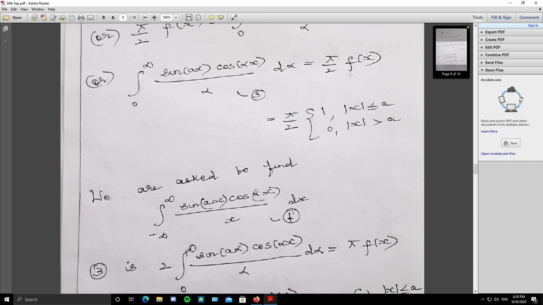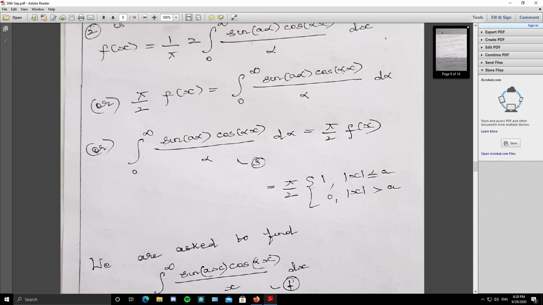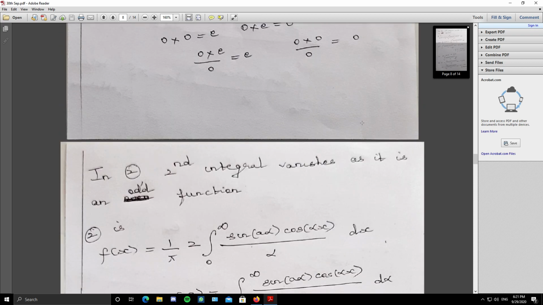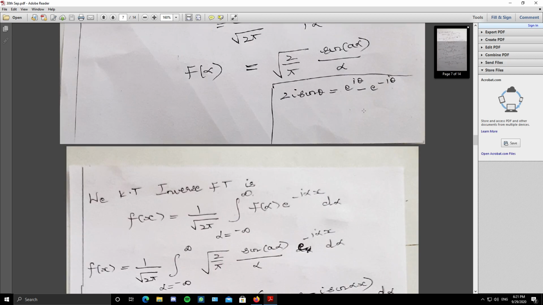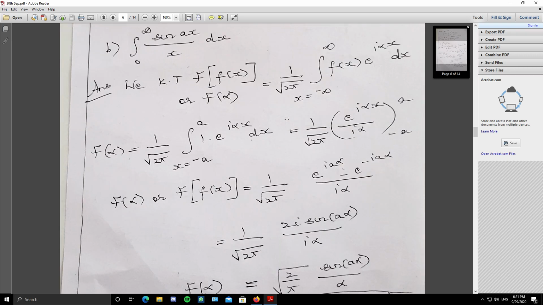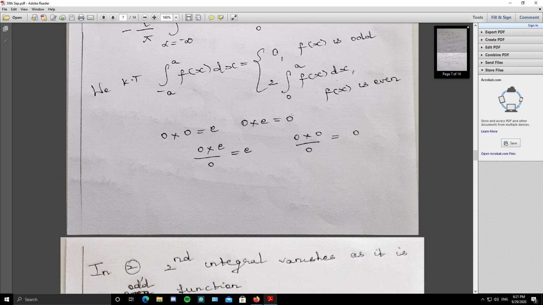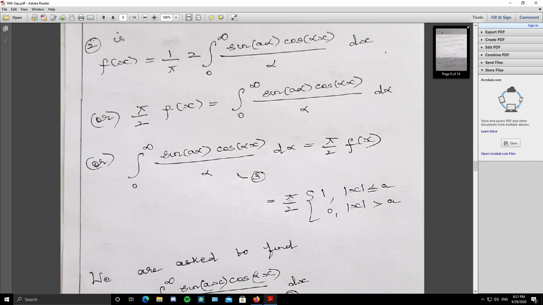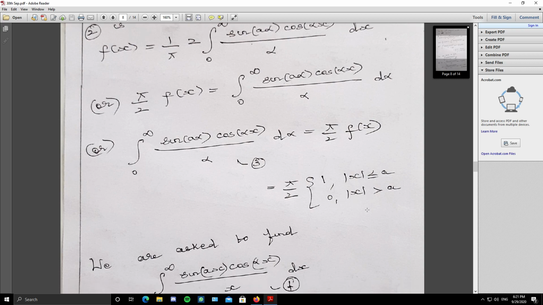So what is f of x? F of x is given to be 1 when mod x is less than or equal to a, and 0 when mod x is greater than a. That is what f of x is in the problem. So that is substituted here: pi by 2 into 1 when mod x is less than or equal to a, and 0 when mod x is greater than a.